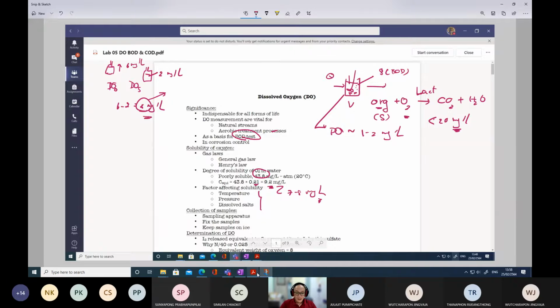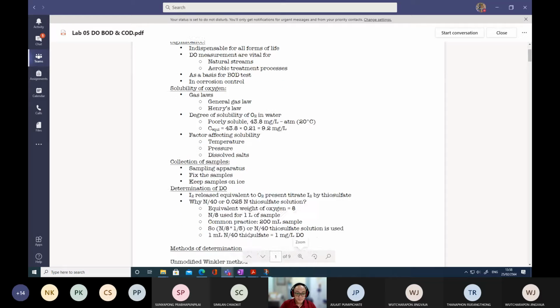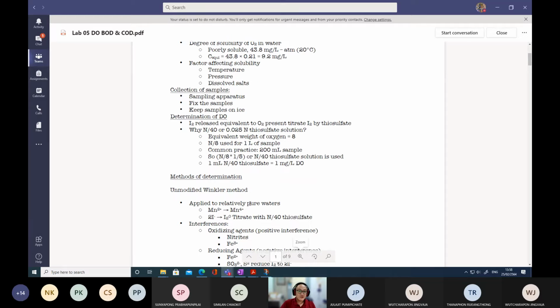So for the determinations of the dissolved oxygens, what methods are we going to use in the lab? The method that I'm going to introduce to you is called the Winkler method.